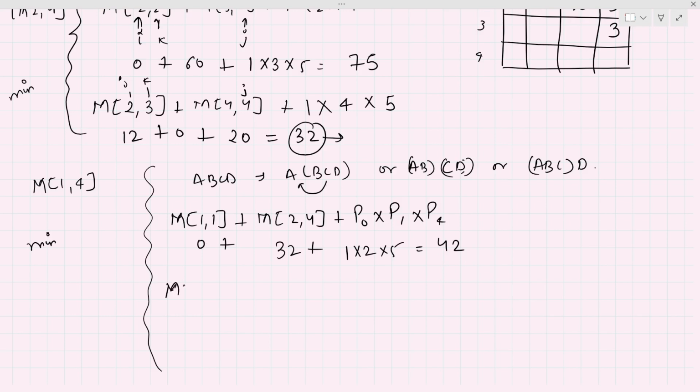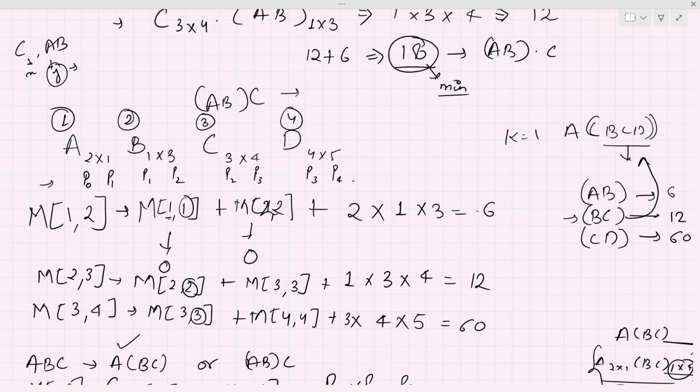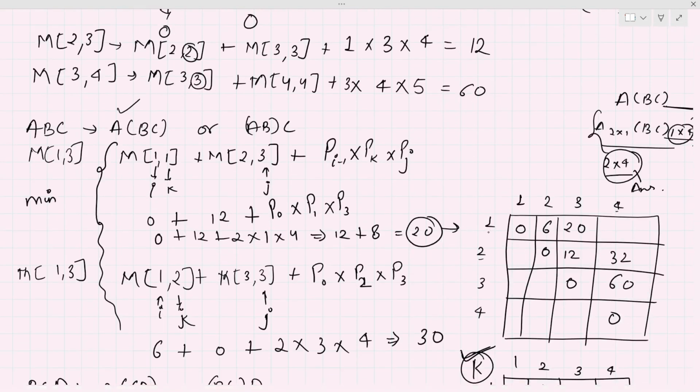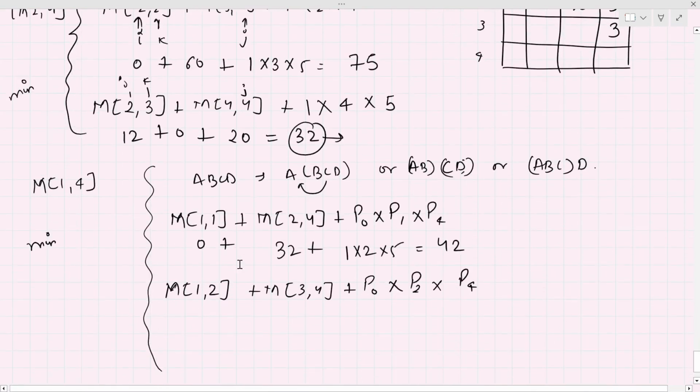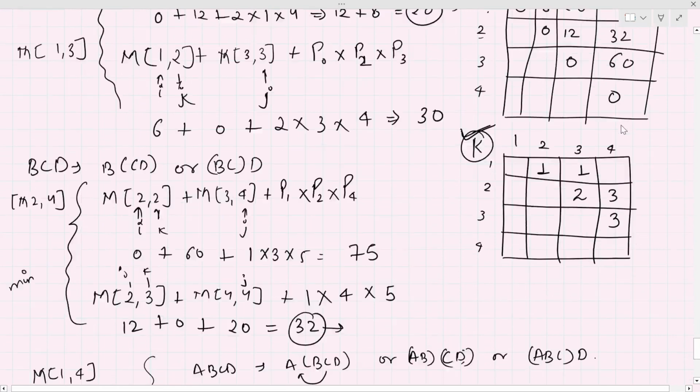Now we have to solve the second one, means 1 comma 2 AB and 3 comma 4 CD. Value of P0, P I minus 1. What's the value of I? The value of I is 1, so I minus 1 becomes 0. Pk, value of K is 2, so P2, and the value of J, which is 4, P4. Okay, so what's the value of 1 comma 2? In the matrix you can see that 1 comma 2 is 6. So here we have 6, and 3 comma 4 we have 60.